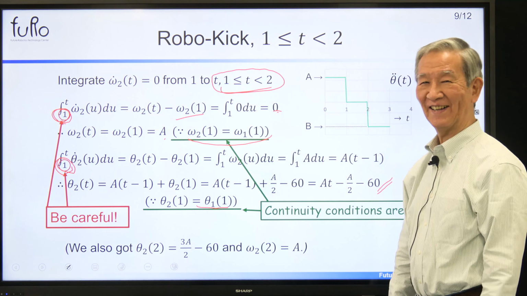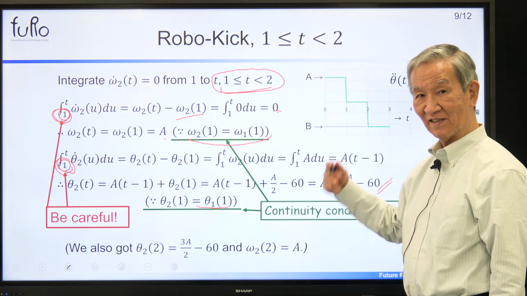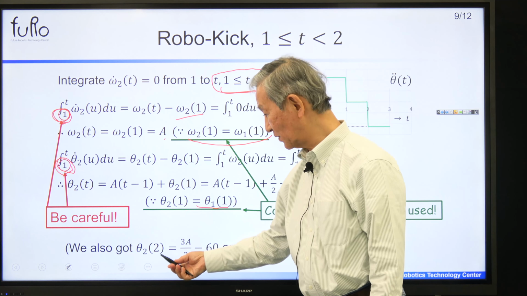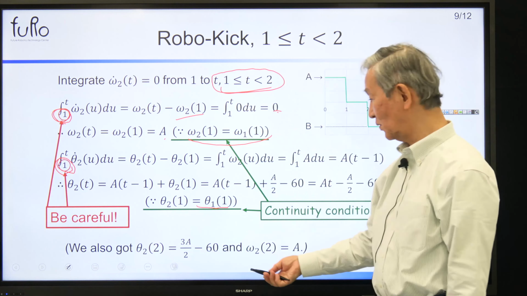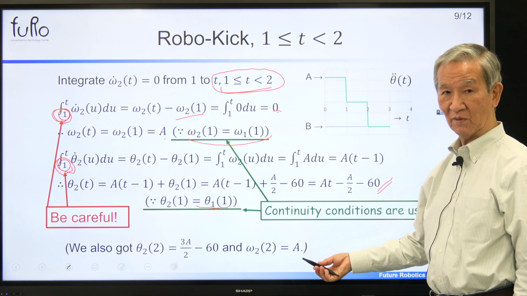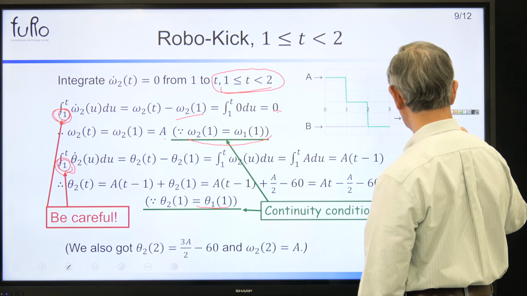And, once again, in the next step, we are going to use this continuity condition. So therefore, we compute theta 2 at 2, which is this, and that's it. Omega 2 at 2, which is equal to a, which doesn't change. So that's what you got.